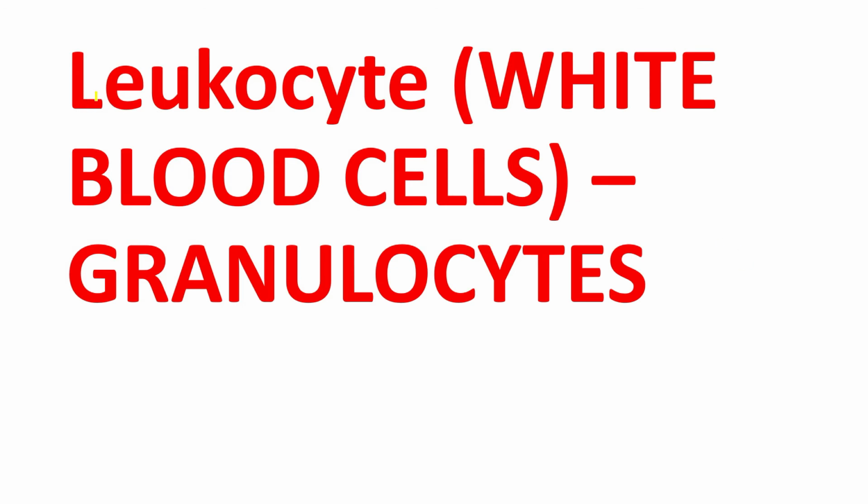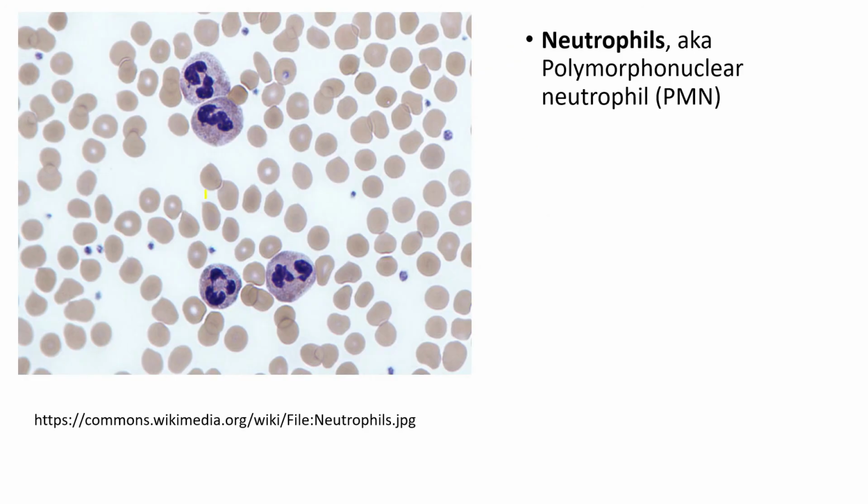Next, we're going to be talking about leukocytes, or white blood cells, and even further, we're going to differentiate granulocytes, which are types of leukocytes. So we just talked about red blood cells, now we're talking about white blood cells. And a subcategory of white blood cells, we're going to be talking about white blood cells with granules, or granulocytes. So the first cell we're going to appreciate is a neutrophil, which is also known as a PMN, polymorphonuclear neutrophil.